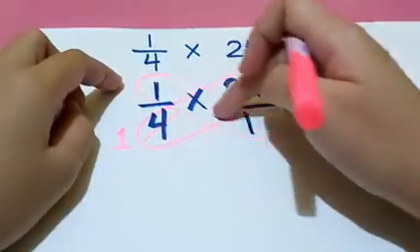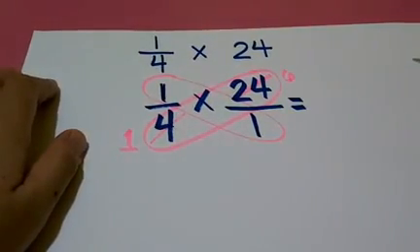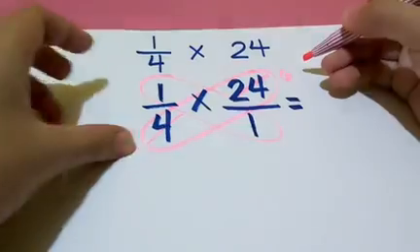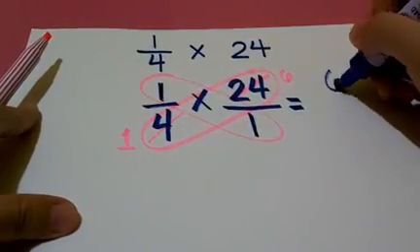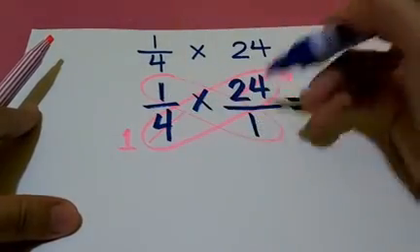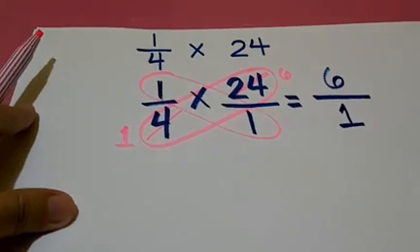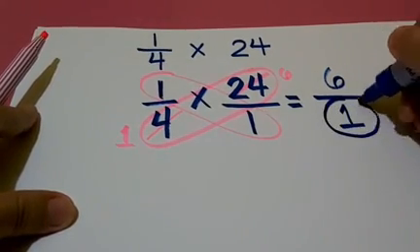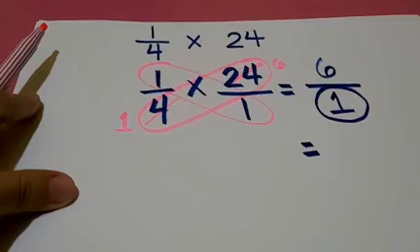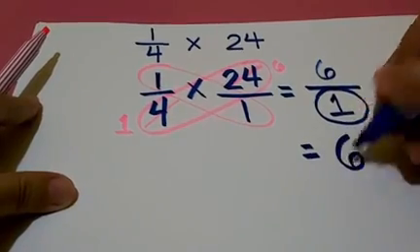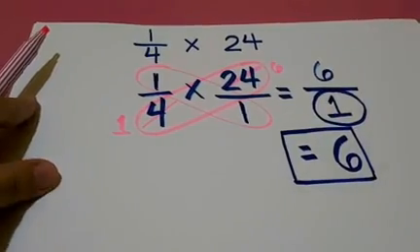Kung hindi man ito mahanapan ng factor, okay lang naman. So, now, let's multiply numerators and denominators. 1 times 6 is 6. And then, 1 times 1 is 1. Just like what I told a while ago, pag ang lumabas na denominator is 1, that means our final answer is a whole number. So, i-rewrite na natin siya as a whole number. So, our final answer is 6.